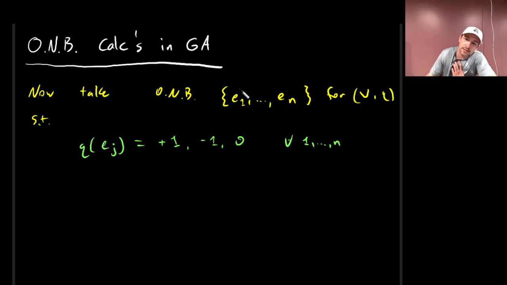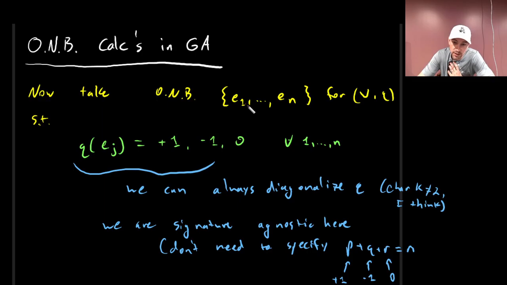So now let's take some orthonormal bases. So we've got V, Q. If Q is not characteristic 2, you can always get an orthonormal basis. I think that's right, unless I'm making that up. Sometimes my brain does not function terribly well in these videos. And the normal part of it is that Q of e_j is +1, -1, or 0. So this video will be agnostic to what the particular signature is.